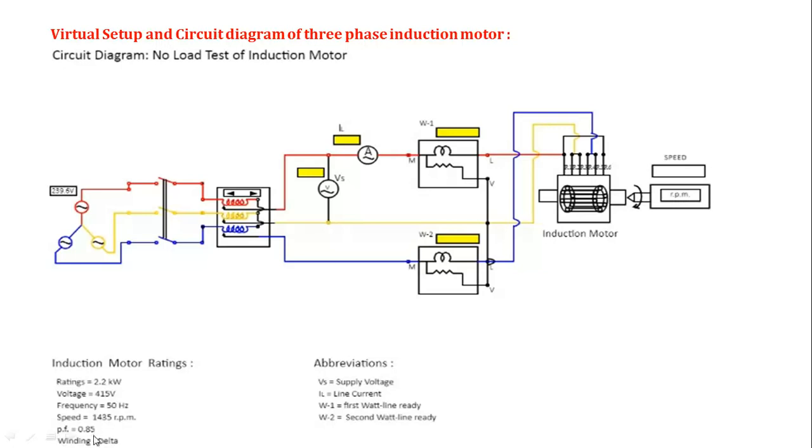Then the power factor is 0.85, and the winding used over here is the delta winding, because there are two different types of winding, star winding and delta winding. So here delta winding is to be used.